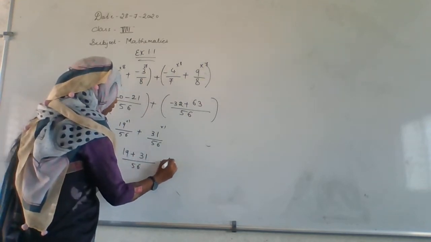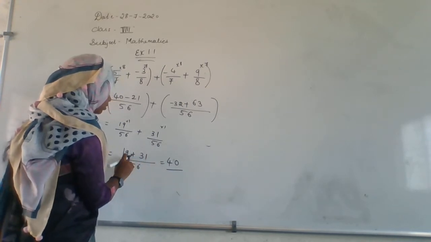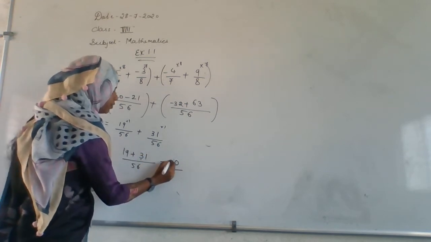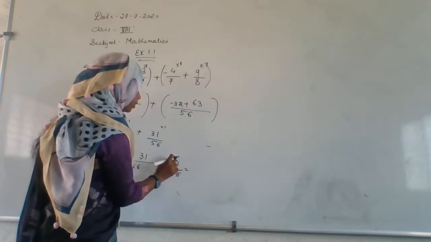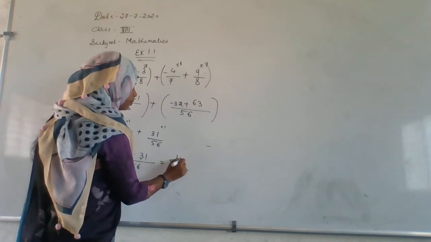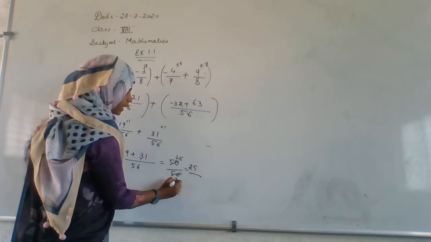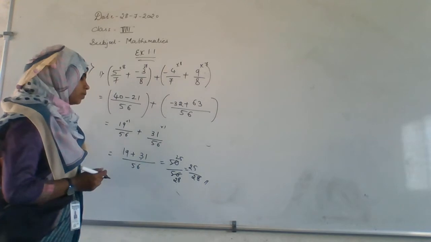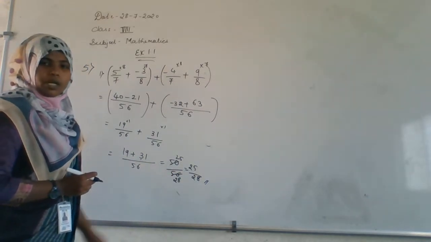Our answer will be 50 divided by 56, since 9 plus 1 is 10 and 3 plus 1 is 4. We can also simplify this: 2 25s are 50 and 2 28s are 56, so 25 divided by 28 will be your answer.